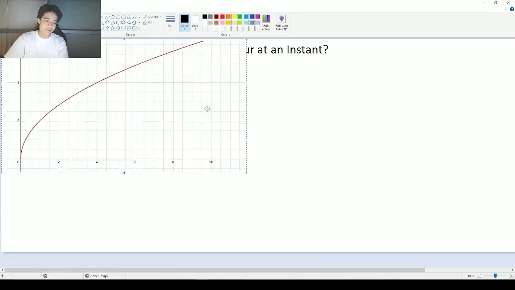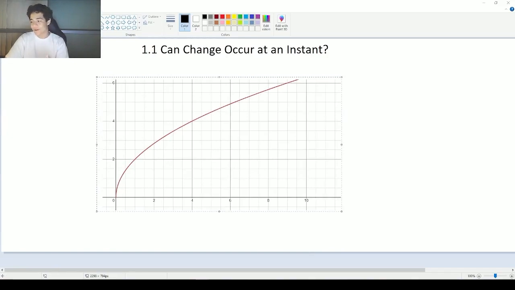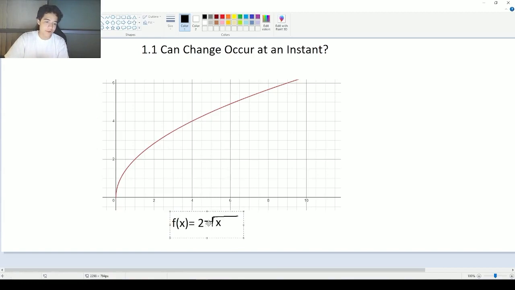So let's say, for example, we have a graph. This graph is a graph of f of x equals 2 square root x, or y equals 2 square root x, right? The slope on this graph starts off very steep and it kind of levels out. Change just means slope. So change at an instant means slope at one specific instant.